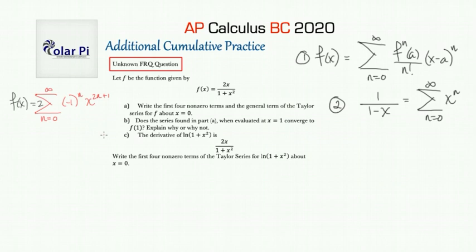B says, does the series found in part A, when evaluated at x equals 1, converge to f of 1? Explain why or why not. See, I told you we're going to need this. So when x is equal to 1, this series is going to turn into the sum from n equals 0 to infinity of negative 1 to the n times 1 to the 2n plus 1. 1 to any power is just 1. So this is what we're going to have. Kind of anticlimactic, but pretty fun.